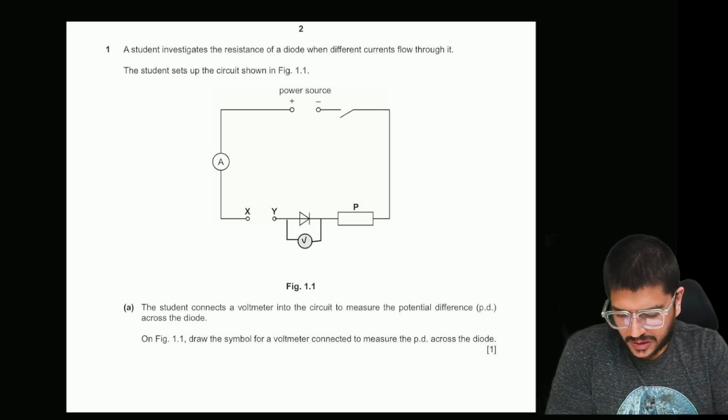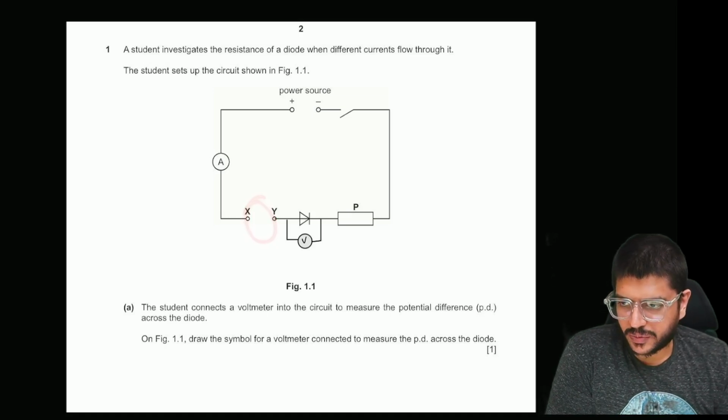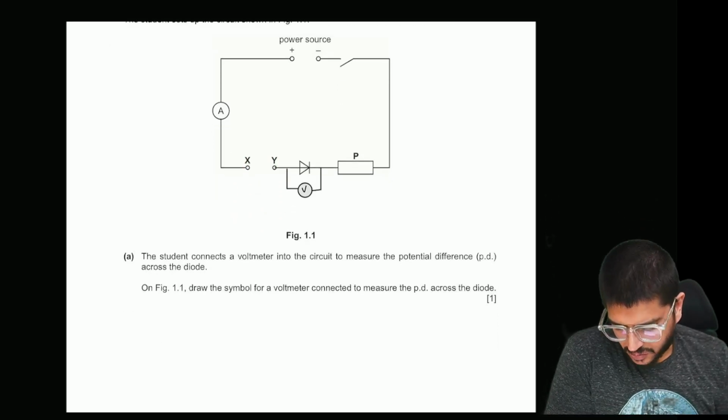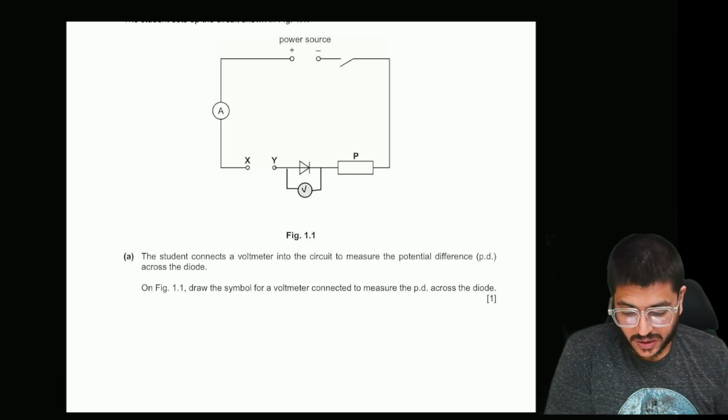This is the first question. A student investigates the resistance of a diode when different currents flow through it, and for that, these two terminals are open. He's going to connect different things in X and Y to see what happens. First, they've asked you to draw the symbol for a voltmeter to measure the potential difference across the diode.